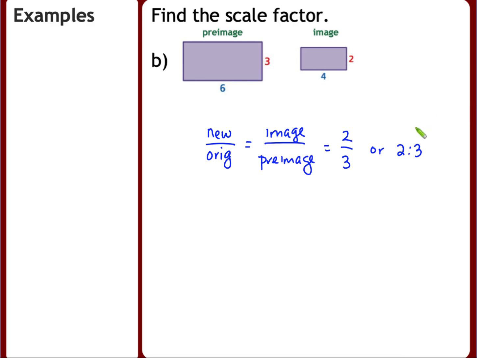Now most of the time in online homework assignments, you'll see it written as a ratio using the colon format. But again, notice, since this is our scale factor, we should be able to multiply any dimension from the pre-image by the scale factor to get the new image's value. And sure enough, what is 3 times 2/3? That gives us our 2. And what is 6 times 2/3? That also gives us our side length of 4.